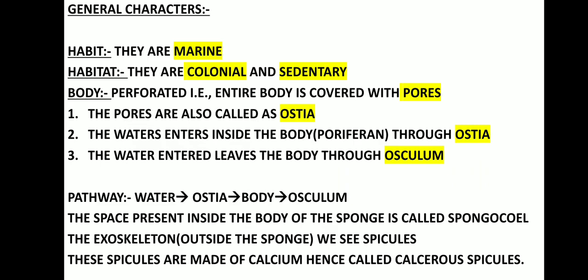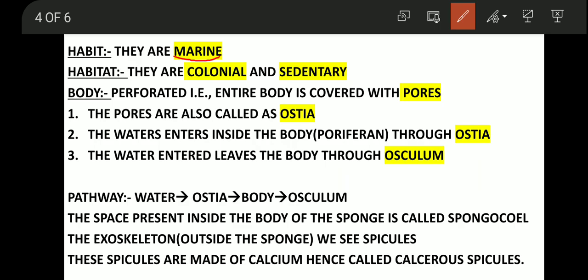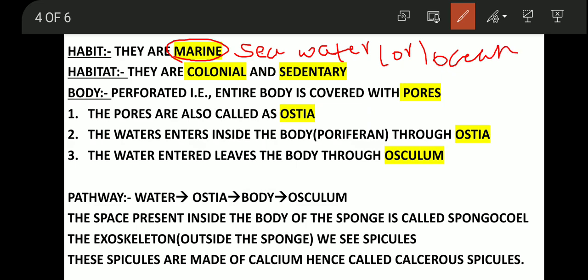Now let's discuss the general characters of Porifera. They are marine. We don't find them in fresh water, or in brackish water or anything. They are found in seawater or ocean. As for the habitat, they are colonial. I have told you earlier that they live in colonies or groups, so they are colonial.